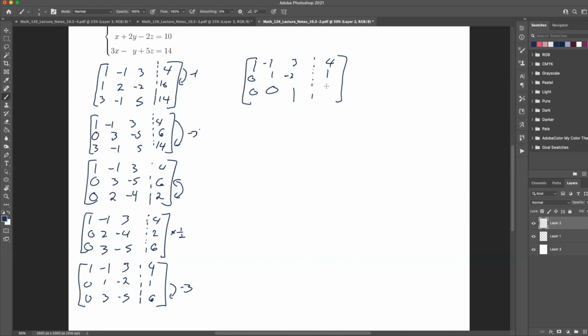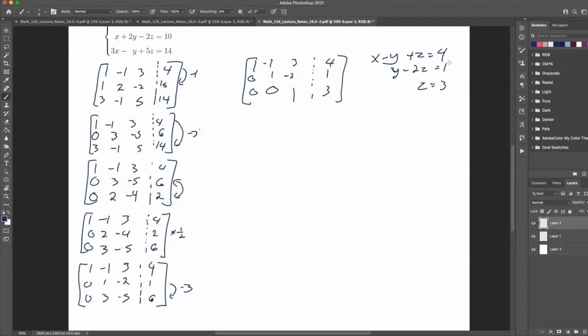The first option is you can just write down what these equations mean. This means x minus y plus z equals 4. Here I have y minus 2z equal to 1. And then here I have z equal to 3. From what we taught you last time, you can just reverse substitute in and get a solution. That's perfectly fine.